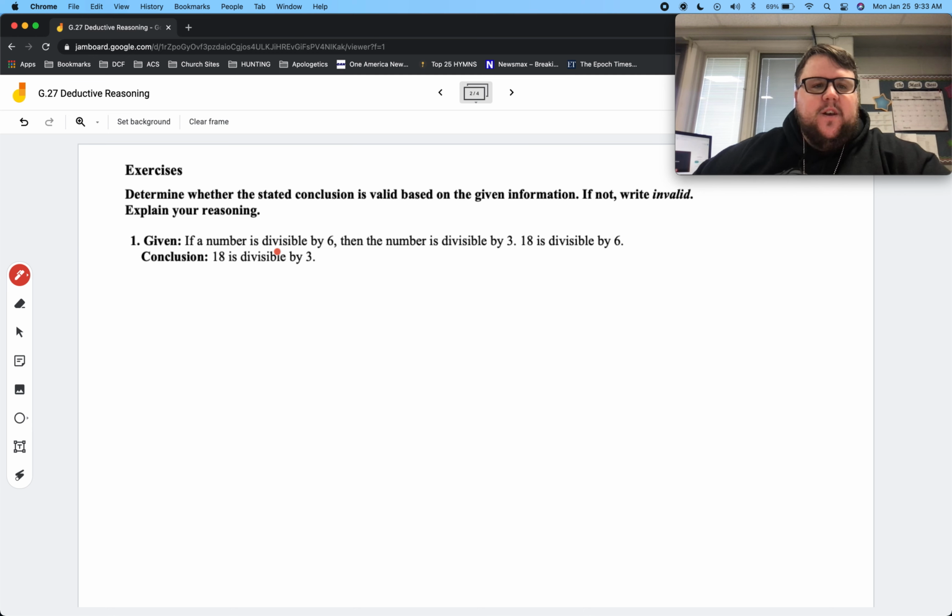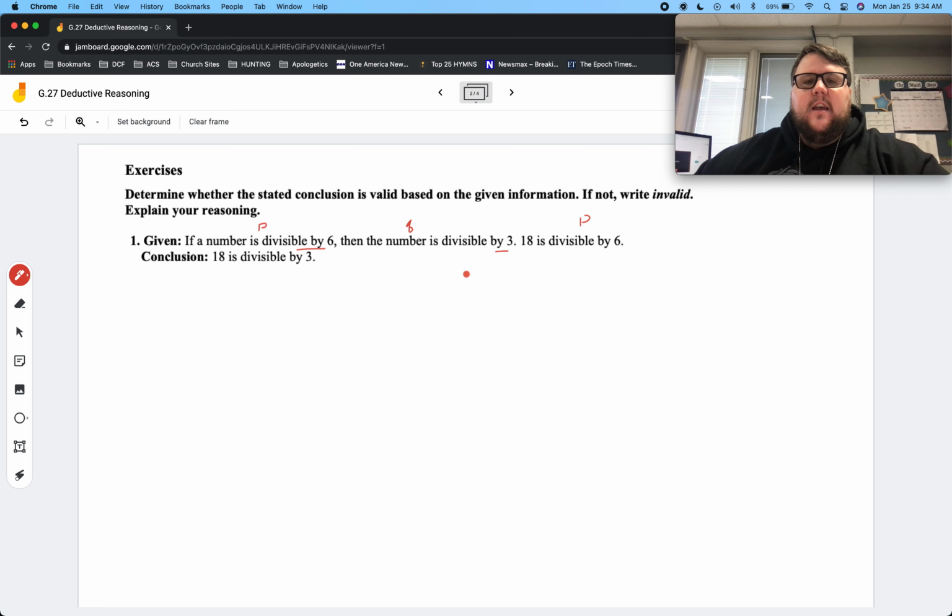Given, if a number is divisible by 6, then the number is divisible by 3. So P, if the number is divisible by 6, Q, the number is divisible by 3. The statement: 18 is divisible by 6. So which one determines the P? P or Q? Is that P, which is divisible by 6, or is that Q, which is divisible by 3? Well, it's P, divisible by 6.